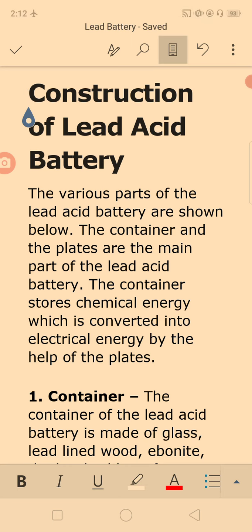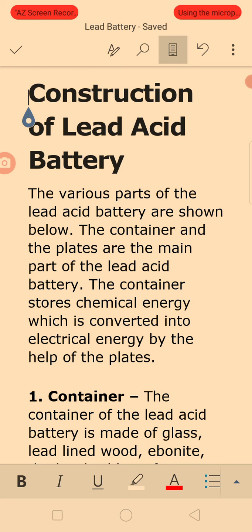Dear students of the first year, let us start today's lecture about the construction of the lead accumulator, the lead acid battery. Students, you know the batteries are of two types, the primary batteries and secondary batteries. Lead accumulator is considered as chargeable and it is known as a secondary battery.